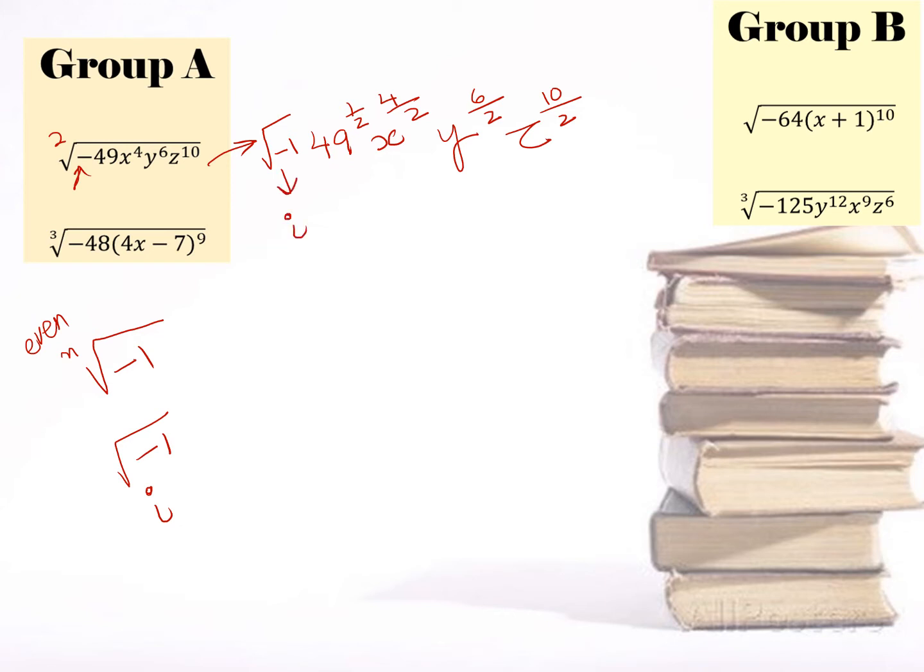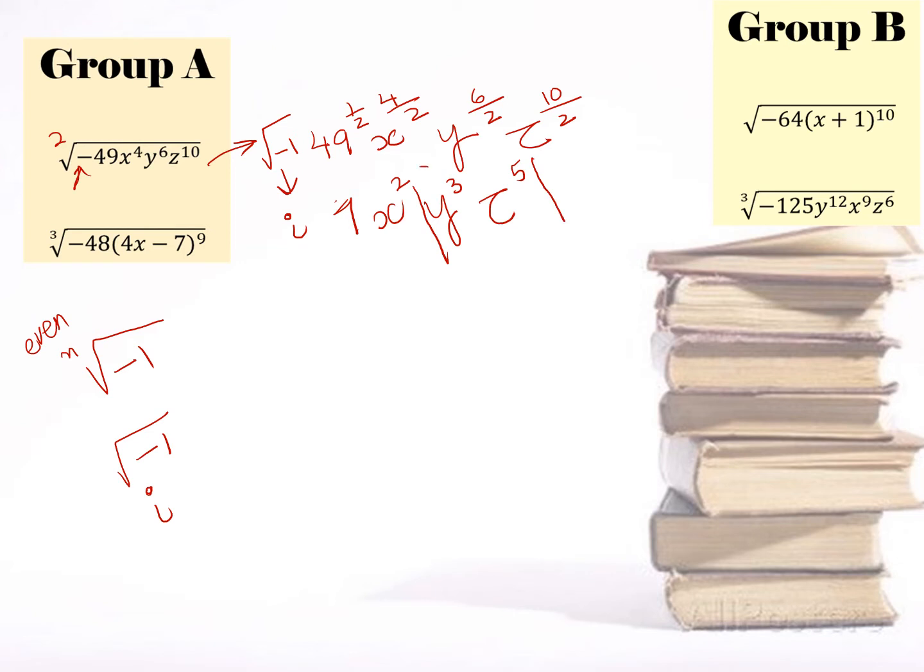Now 49 to the power 1 over 2, you will get 7. x to the power 4 over 2, you will get 2. y to the power 6 over 2, you will get 3. And z to the power 10 over 2, 5. Now, wherever you have the odd powers, you will put the absolute value sign. So here you will put the modulus, that means the absolute value sign, these two lines.